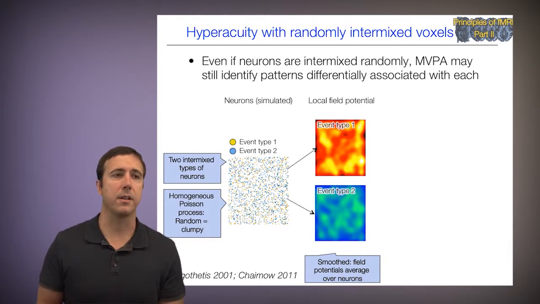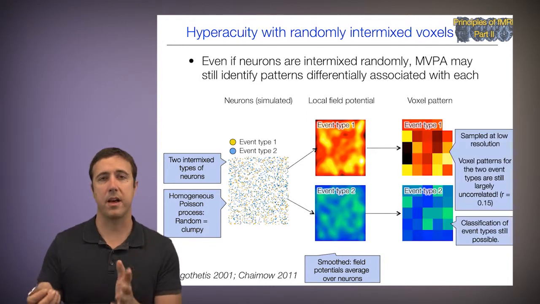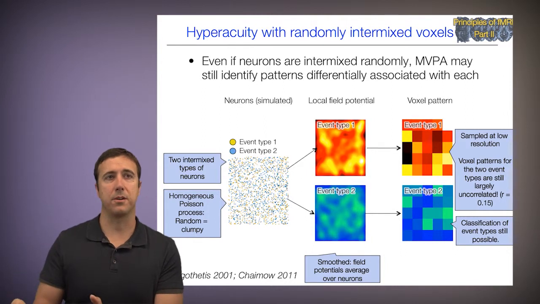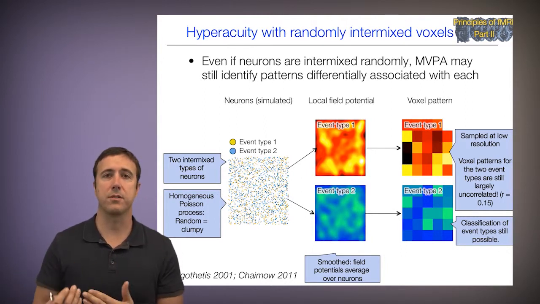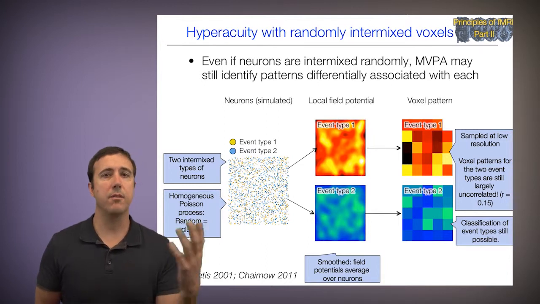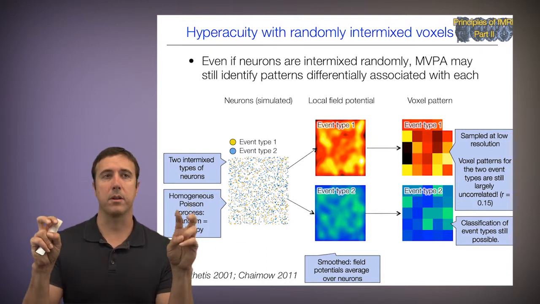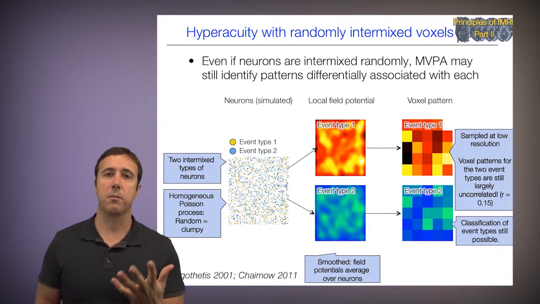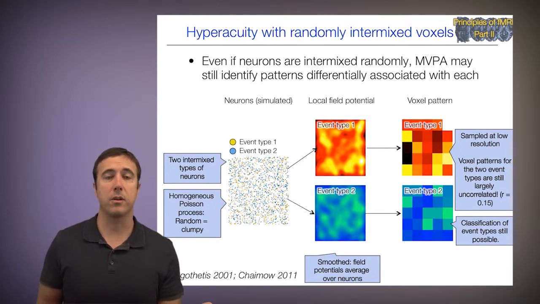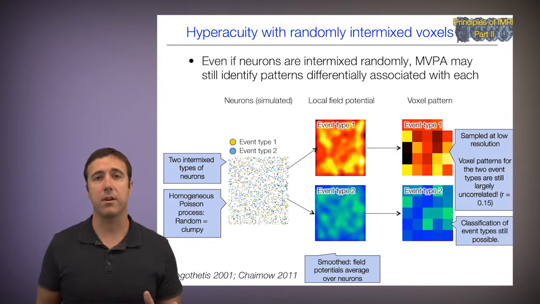There's a lot of information there. When we sample that in our discrete voxels at low resolution, we can still see different patterns of voxels across those two event types, even though the two event types were randomly intermixed. In fact, the voxel patterns are largely uncorrelated. In this example, r equals 0.15, so not very highly correlated. And it's possible to classify the type of event, even though the intermixing occurs at a much finer spatial scale than the voxels themselves.